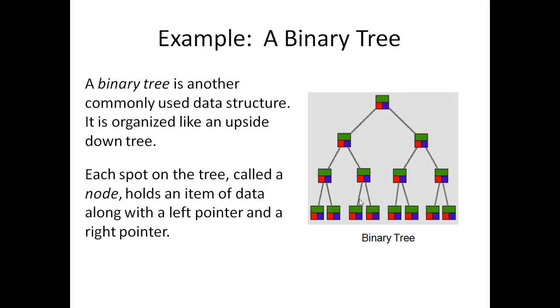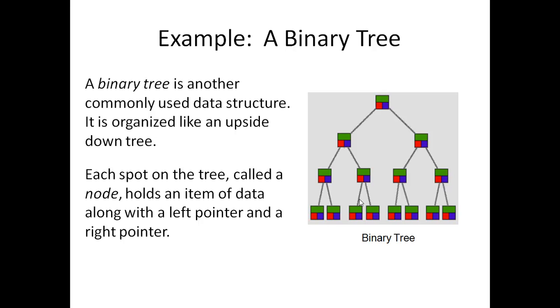The other example is a binary tree, which is commonly used in data structures, and it is organized like an upside down tree. Now in this figure, each spot on the tree is called a node, which holds an item of data along with a left pointer and a right pointer.